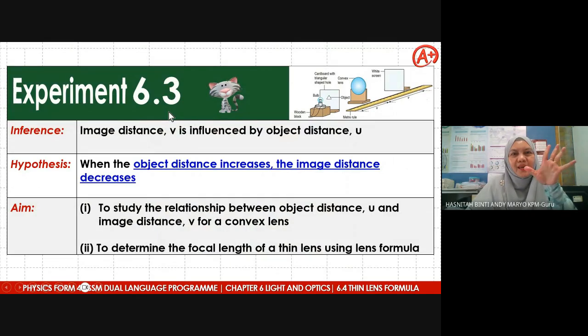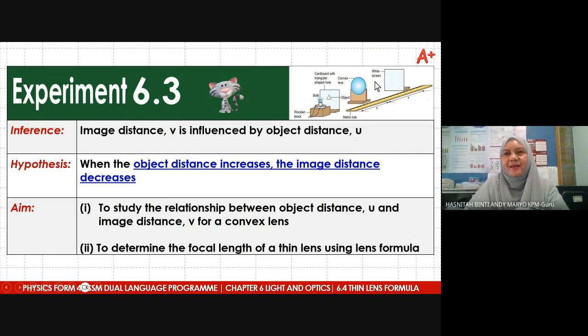Then this is the experiment related to u, v, and f. Experiment 6.3. You can find this in your textbook as well, with this arrangement of apparatus and material. So we are using a convex lens placed on a lens holder. This is our object, and there is a white cardboard here, poked with a triangle, and we place a light source down here. So this triangle will act as our object.